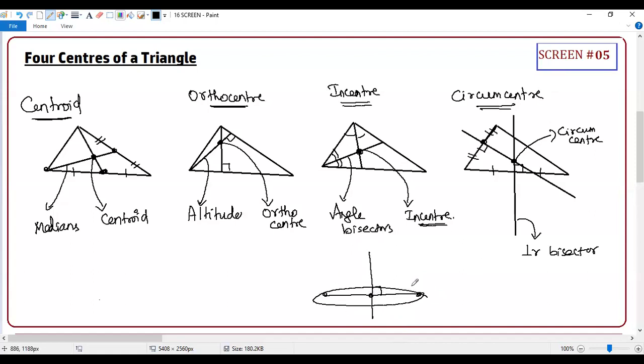So for this line, this is a perpendicular bisector. Why is it a perpendicular? Also, it is bisecting. So you can draw a perpendicular bisector for this side, and you can draw a perpendicular bisector for this side. Both are intersecting at a point which is called the circumcenter. Everyone crystal clear or not?